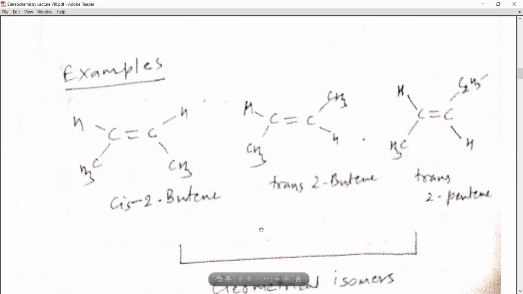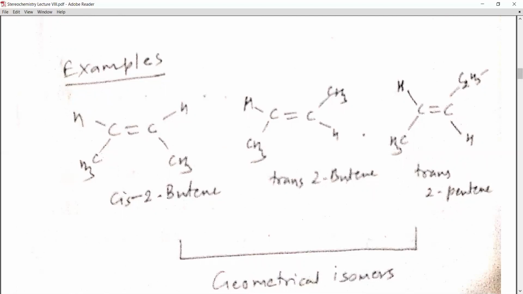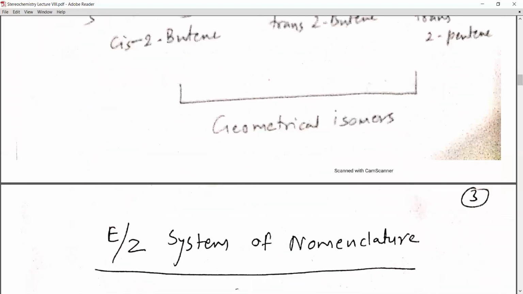For example, cis-2-butene: here both methyl groups are cis, meaning on the same side. Here they are on opposite sides, so they are referred to as trans-2-butene, and this is trans-2-pentene. Here one is a methyl group, and on this C2 carbon is the ethyl group. They are on opposite sides, so it is referred to as trans. So these molecules are geometrical isomers.